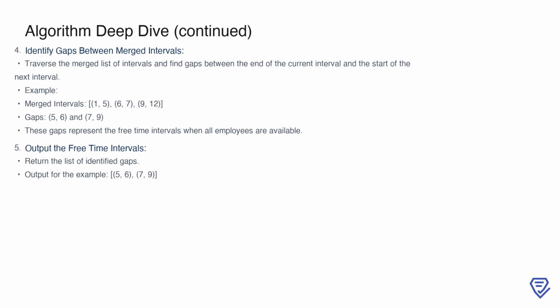With the merged intervals, we can now identify the free time intervals. To do this, we traverse the merged list and find the gaps between the end of one interval and the start of the next.